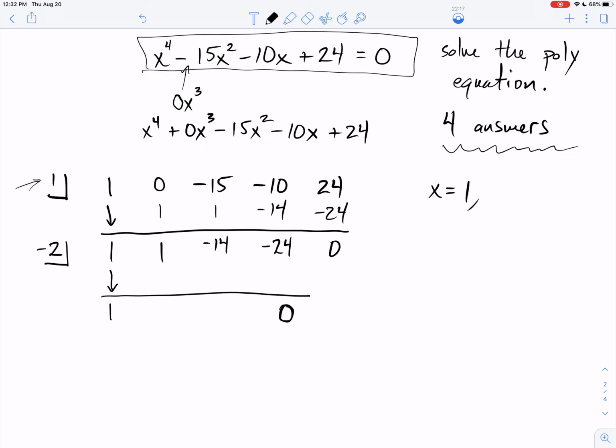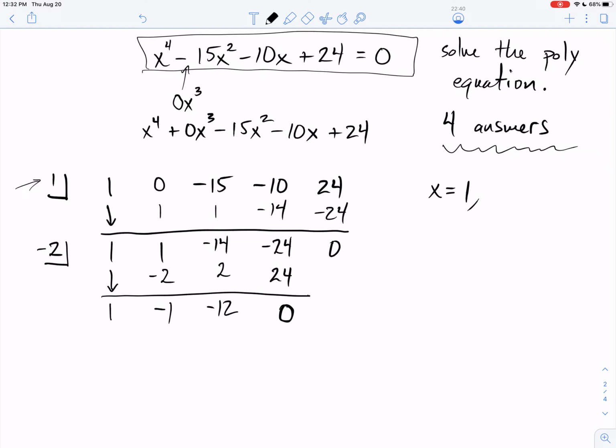Don't worry, that's what part B is about. I just want you to see the mechanics of synthetic division today. So here we go. Negative 2 times 1, that's negative 2. Add down, you get negative 1. Negative 2 times negative 1, you get 2. Add down, it's negative 12. Negative 2 times negative 12 is 24. Add down, 0. See, it's already there.